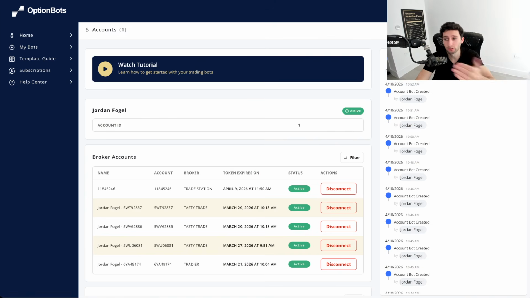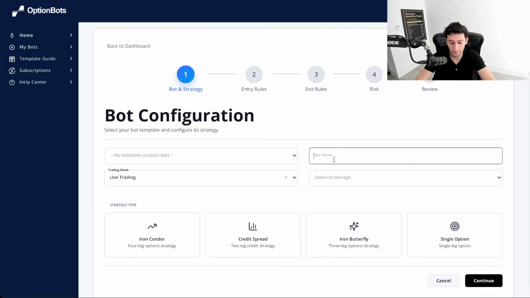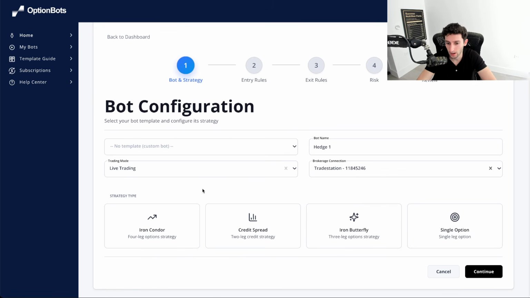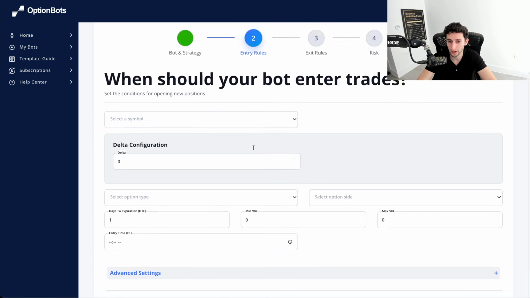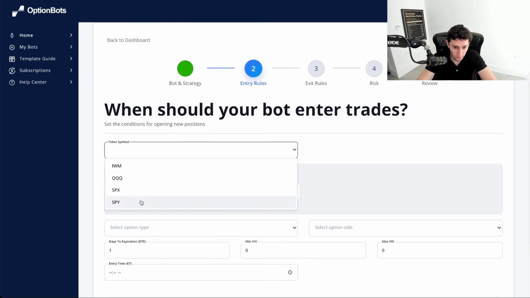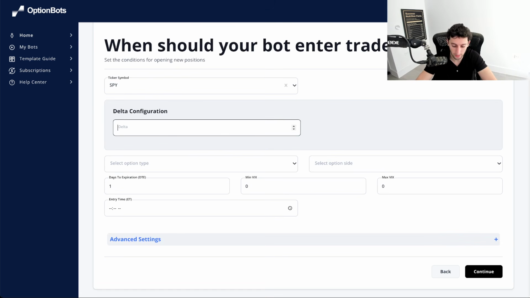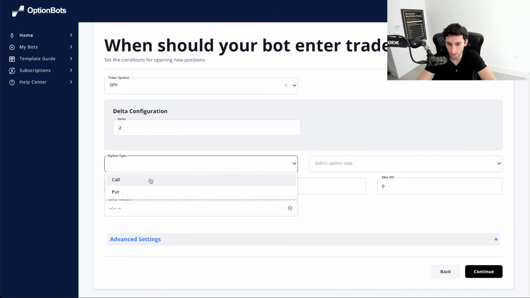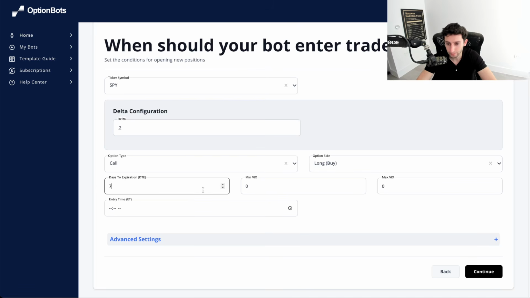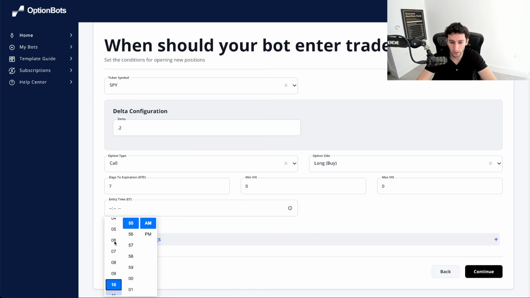If we wanted to add extra hedge into this, what we could do is say, okay, this will be hedge 1. And we could just do a simple single option based strategy. We can basically just buy SPY at, let's go 0.2 delta. So we could buy a call, we could just long the call. We can get it 7 days out. And we can get it basically right at market open. Or we get it maybe 15 minutes after, or we'll go 10 minutes after market open.